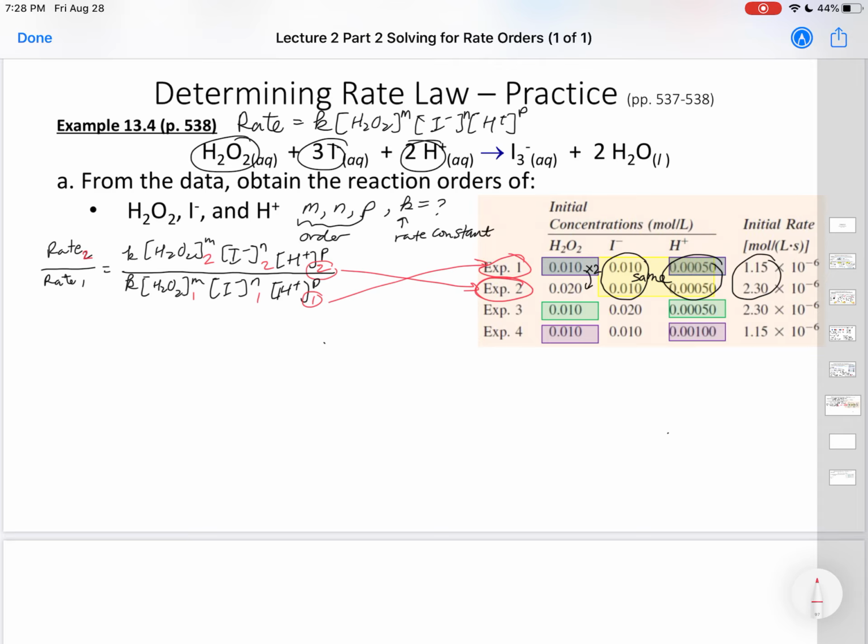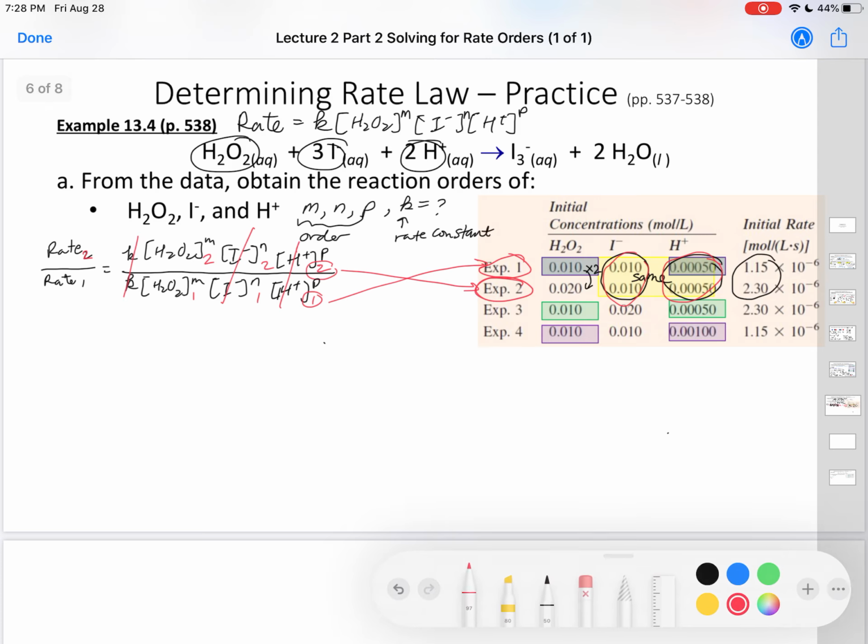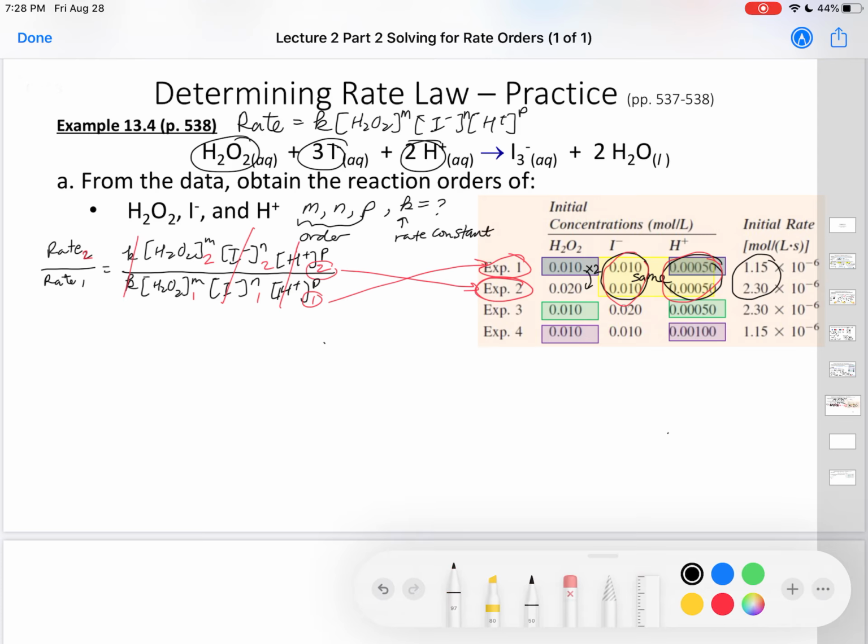I minus is the same, so I minus cancels out. H plus is the same in terms of concentration, so that cancels out. And k is the same, so you've really simplified it to rate 2 divided by rate 1 equals the H2O2 concentration in experiment 2 divided by the H2O2 concentration in experiment 1.